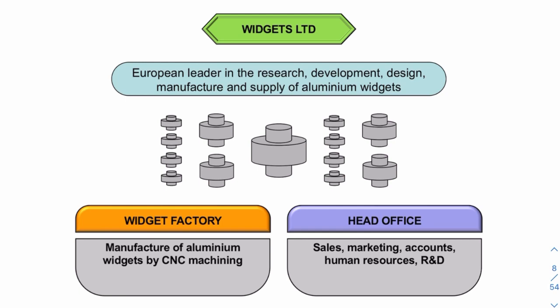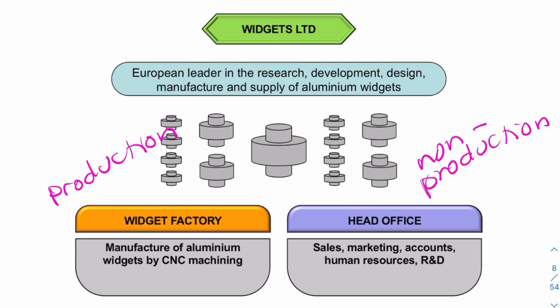So take a hypothetical example. Take some factory that produces widgets. It's got a factory that actually makes the widgets, and it has a head office that does all the sales, the marketing, the research, all the accounts, everything else which isn't involved in production. So you've got production and you've got non-production, everything else. In this case, it's your head office, and this could be your actual factory.